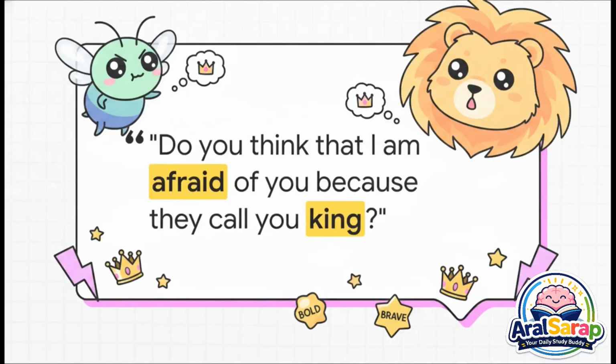He confidently declares, "Do you think that I am afraid of you because they call you king?" When the gnat says this, it gives us all the evidence we need to conclude that he has a very bold and boastful character trait. I mean, he's just a tiny insect, yet he's openly challenging the king of the jungle. The spoken dialogue firmly proves the underlying personality trait.